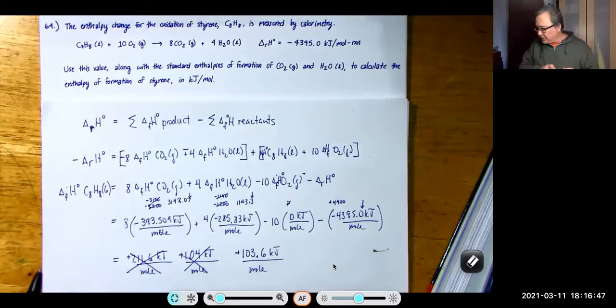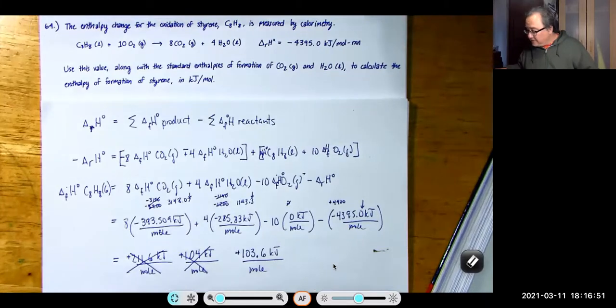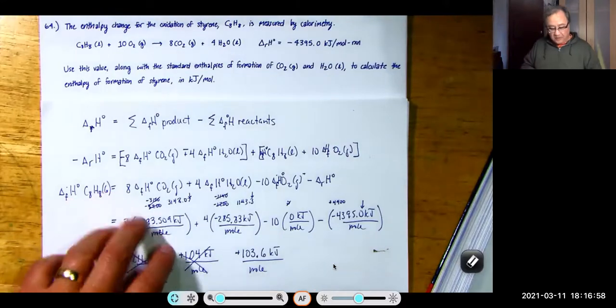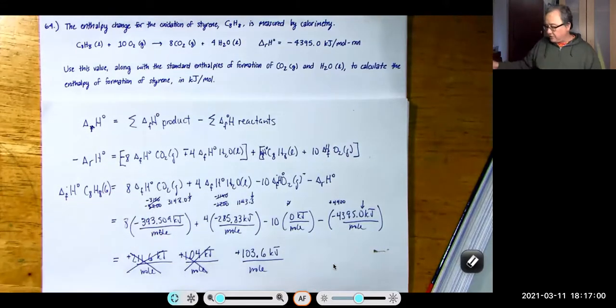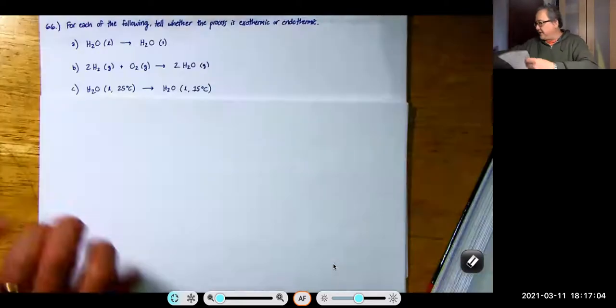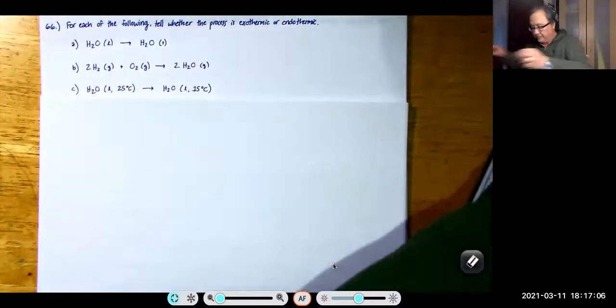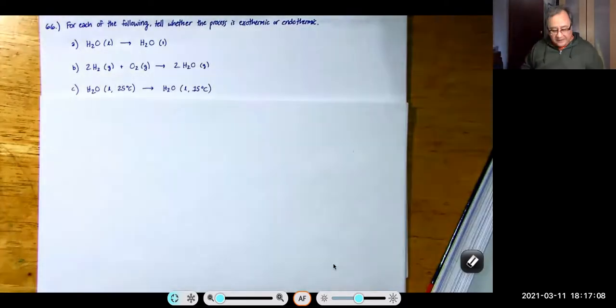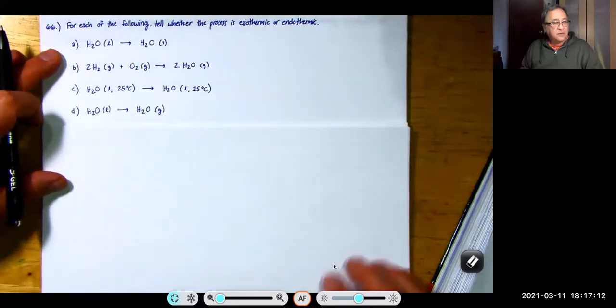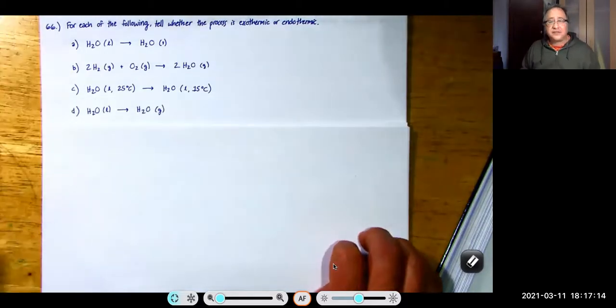Okay, so let's put that one off to the side. I'm kind of looking in the book to see if they have the value for styrene, and they don't. Okay, so that goes off to the side, and this goes off to the side. So let's take a look at these next problems. So we have A through D. For each of the following, tell whether the process is exothermic or endothermic.